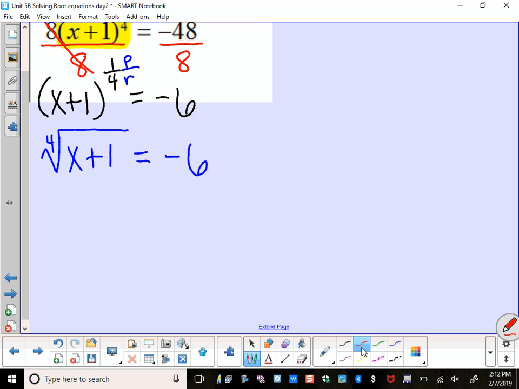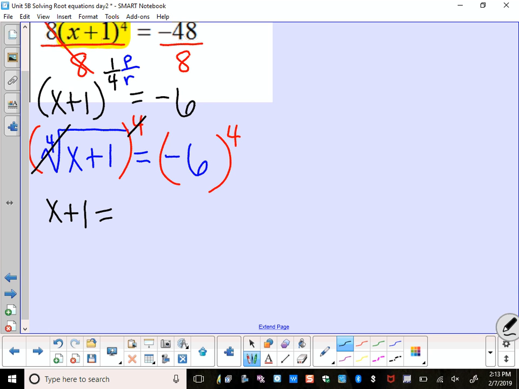Alright, so how do I get rid of this root of 4? Ronaldo? I don't know what you call it. Is it power? Yeah, so power of 4. Yep. Good. And so my power and my root cancel out, and all I have is x plus 1 is equal to, what is negative 6 to the power of 4?